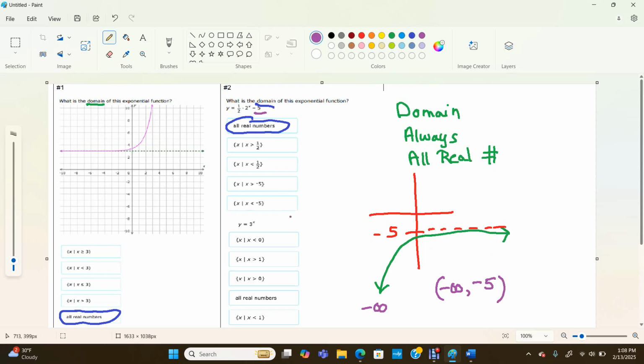On this one, if we're looking for the range, there's not a number written here, but we can assume that there is a 0 added to it. Well, they're not wanting to know the range. They're wanting to know the domain on that one. So that one's going to be all real numbers also.